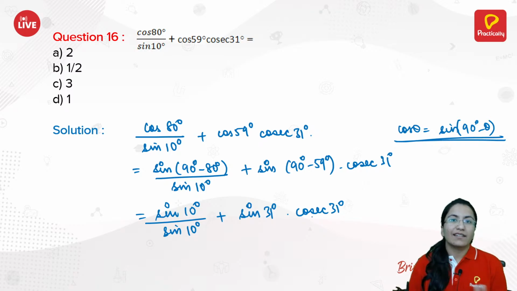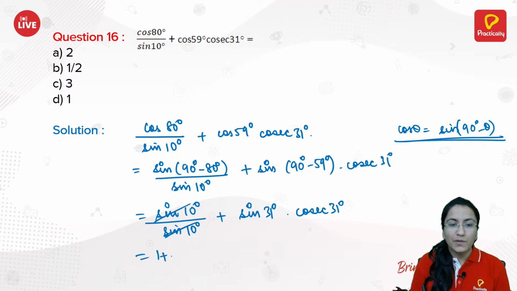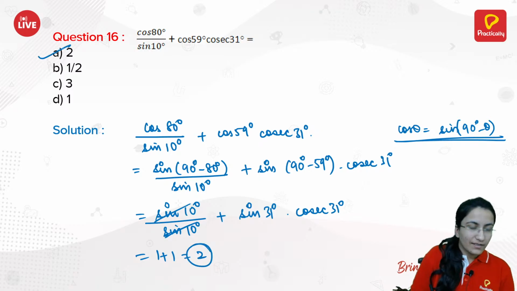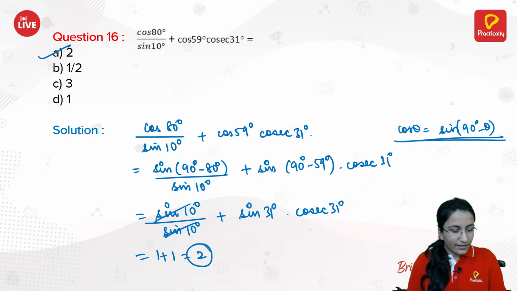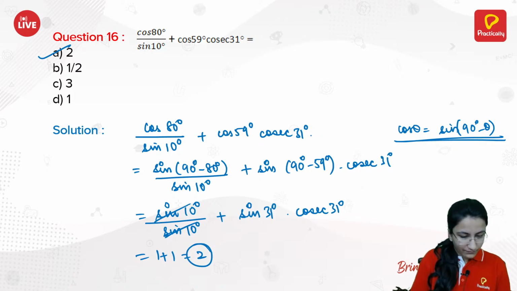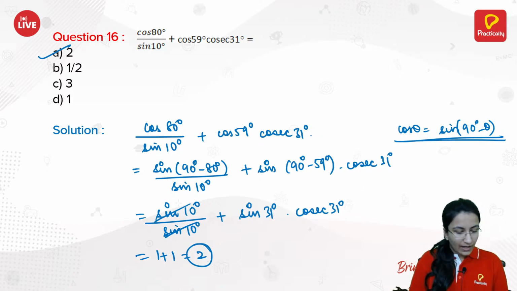Sine and cosecant, they are reciprocal of each other, so definitely you can cancel them off by writing this cosecant 31 degree as 1 by sine 31 degree. So this is 1, and here you can cancel this off also. So you have 1 plus 1 as 2 as the correct answer. So answer to this is A option. So A is the correct option.